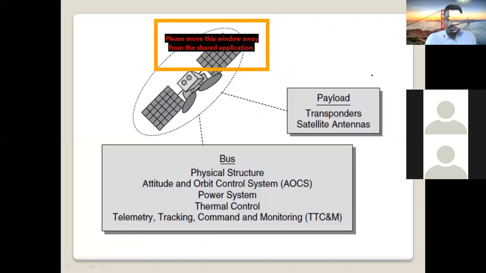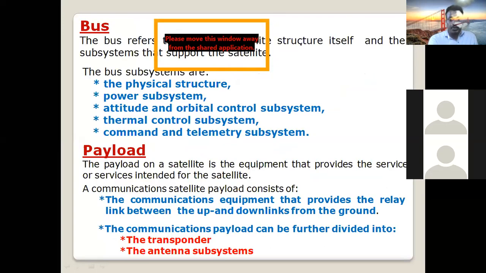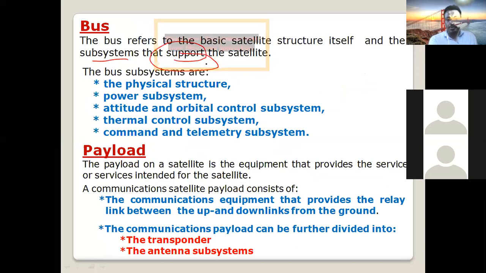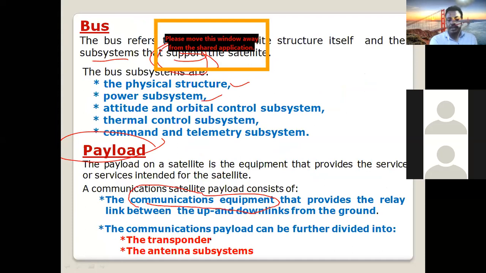Equipment which are used for what? When you see here, bus is the subsystem for what? For support to the satellite, not for communication purpose. Okay, the physical structure, power system, and so on, they are all used for supporting. How about payload? What is payload used for? The communication equipments like transponder, antenna subsystem, and so on. Okay, all this we classify as payload.